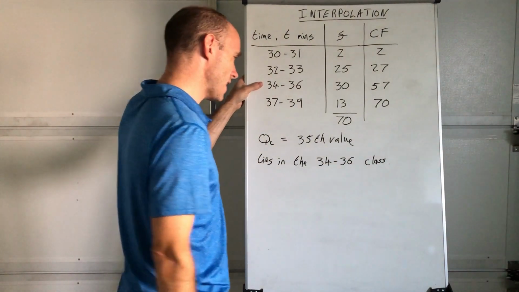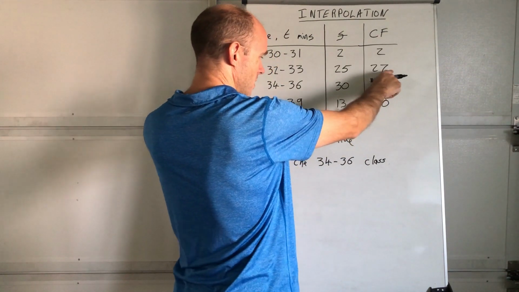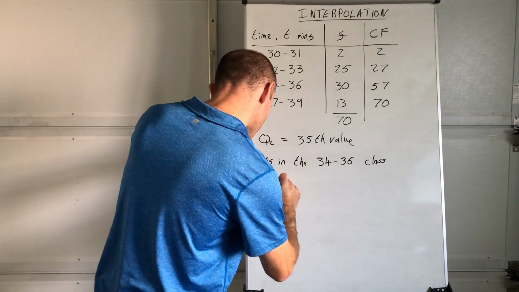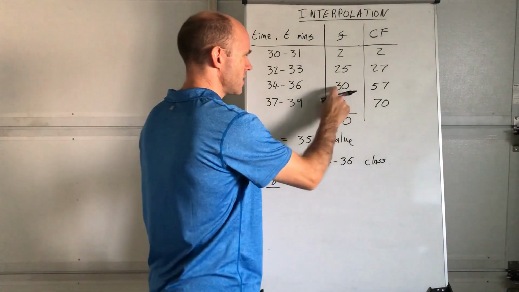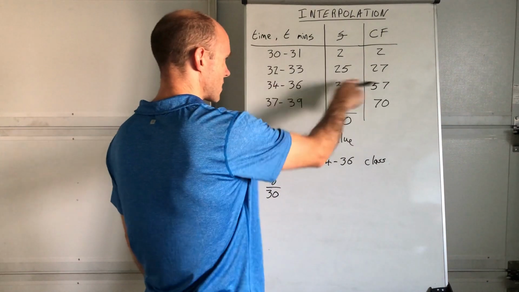How much into that class interval does it lie? Well, the first 27 are there. We're at the 35th, so it's the next 8 values. What's the fraction going to be? 8 out of how many? There's 30 values altogether, so 8 out of 30. So 8/30ths into this class interval.